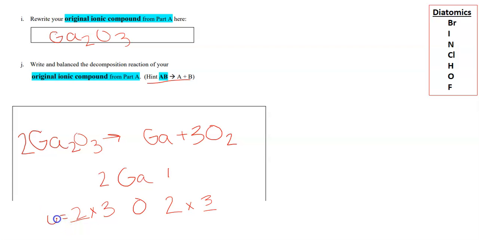So now I have 6 oxygens on both sides. However, when I put this big 2 in front, 2 times 2, I now have 4 galliums on the reactant side. So 1 times what equals 4? A 4. So I'm going to put a big 4 in front of gallium. And so now you can do your part on your decomposition reaction.